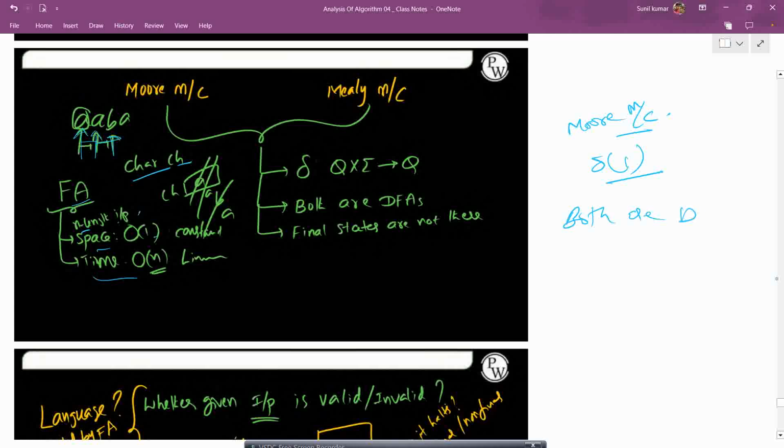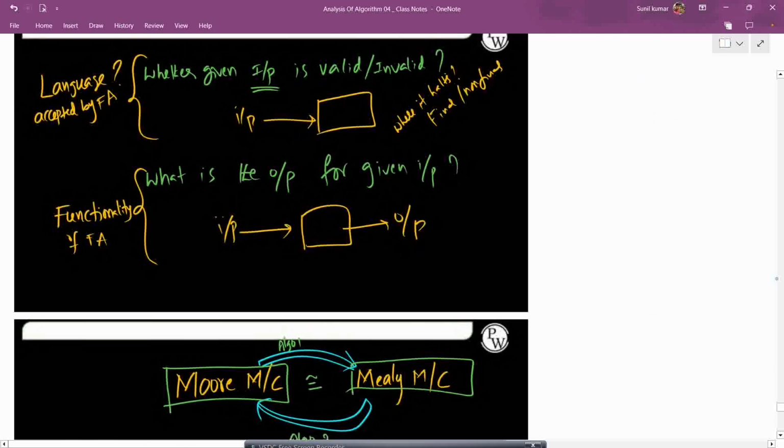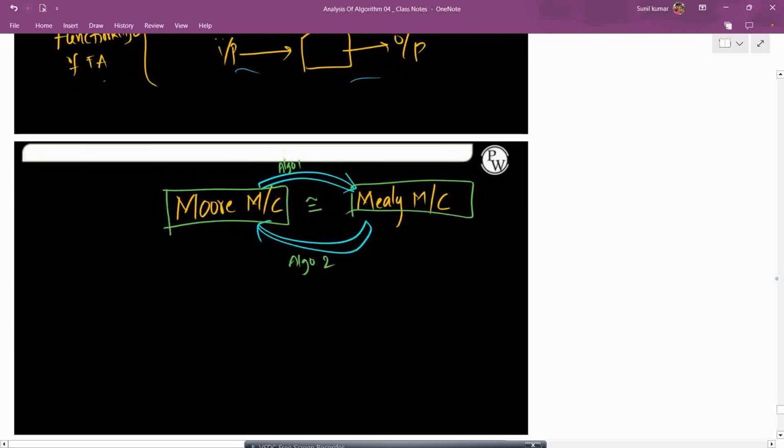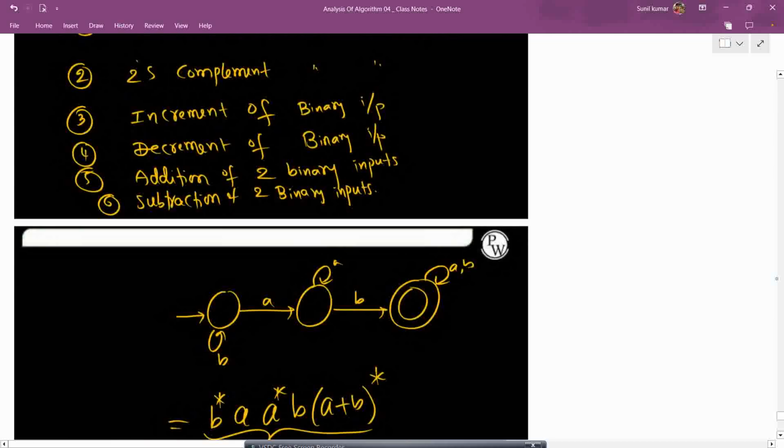Both Moore and Mealy machines are DFAs, but there are no final states. Final states do not exist in them. A finite automaton accepts a language, deciding whether the given input is valid or invalid. The functionality of Moore and Mealy machines is to produce output for the input, and they are interchangeable.